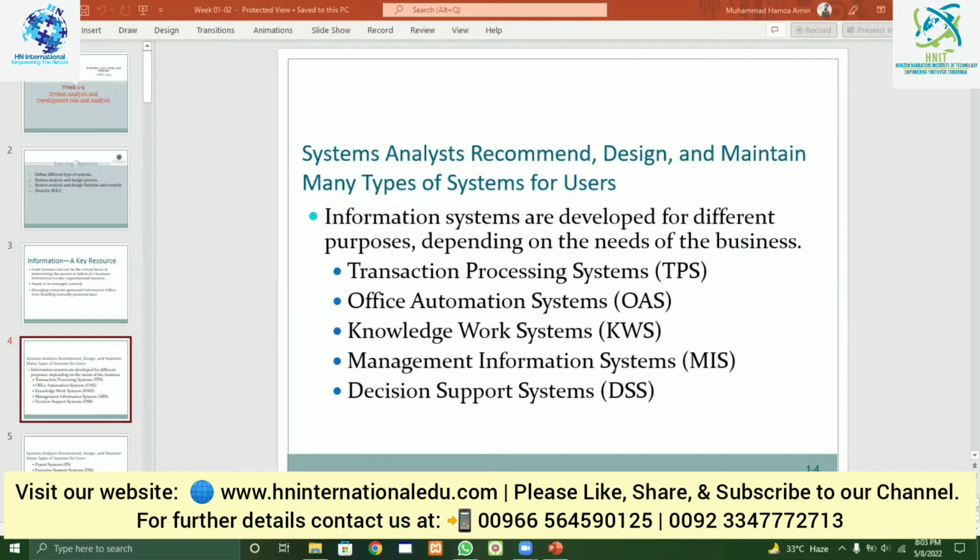And management information system, MIS, some organizations have high value MIS. Security agencies and banking systems also have some information system. And decision support system, basically DSS, is used in weather forecasting, news forecasting. You can say it is used for forecasting.